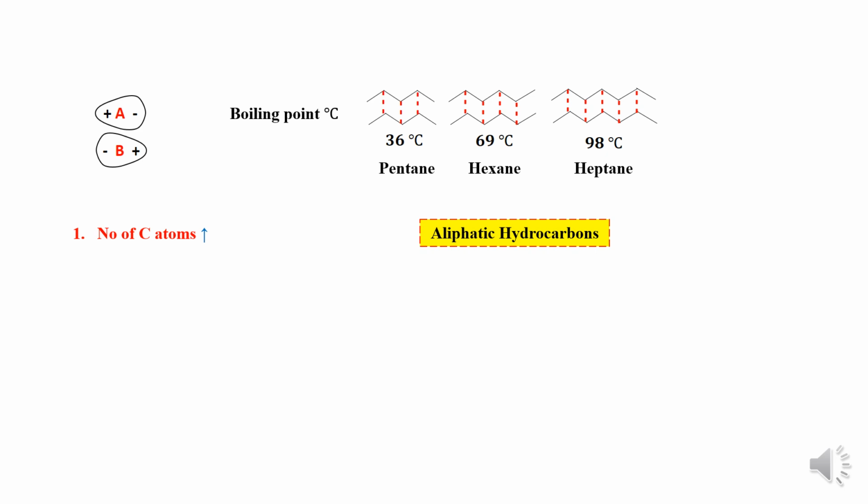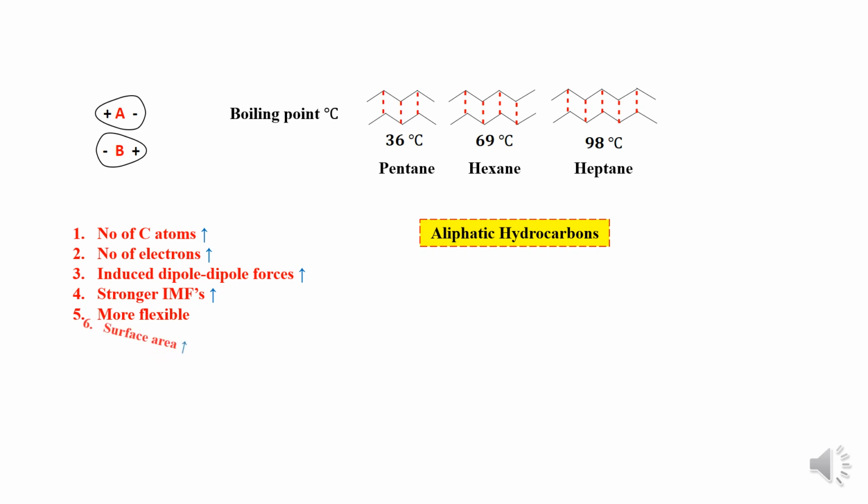As the number of carbon atoms increases, the number of electrons increases, and with the increase in the number of electrons, the possibility of induced dipole-dipole forces increases. This leads to strong intermolecular forces, as the aliphatic chain is more flexible, leading to more contact points and increased surface area. And the end result is there is a corresponding increase in the boiling point.